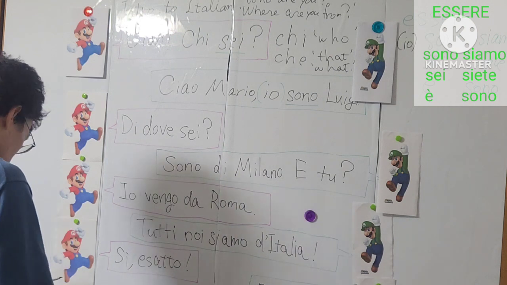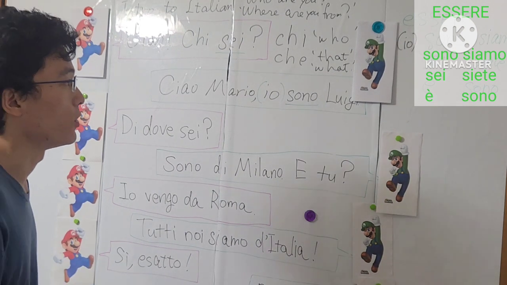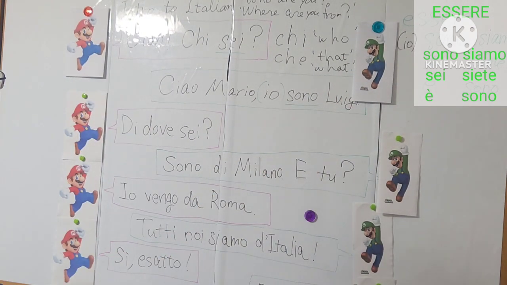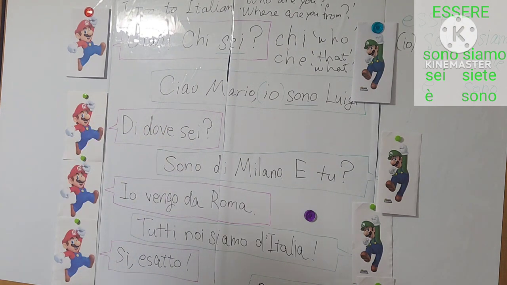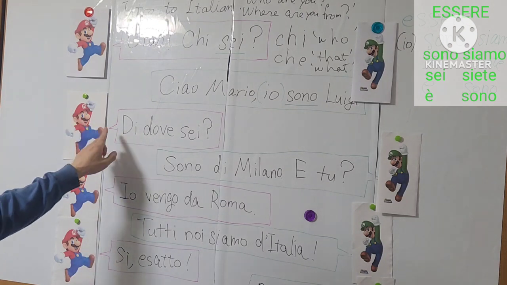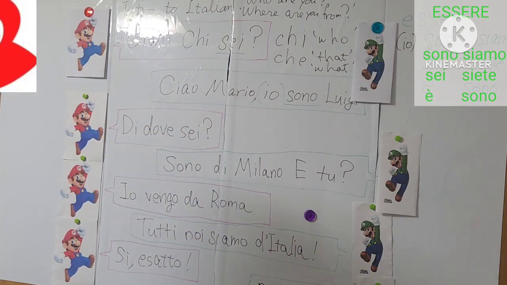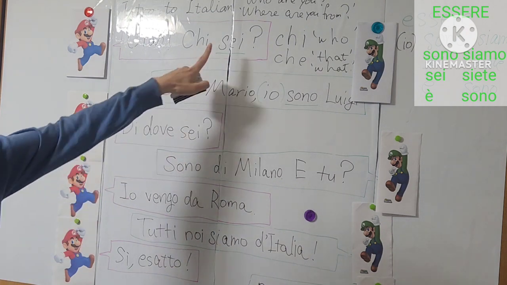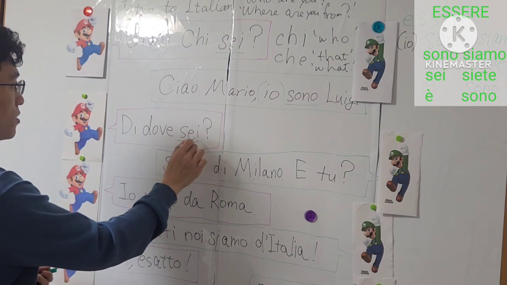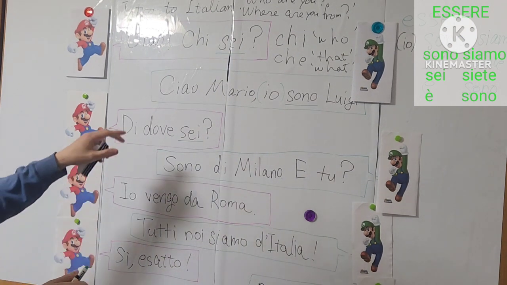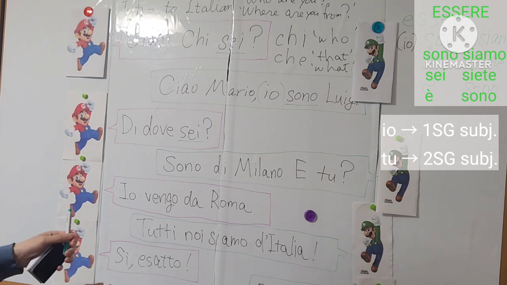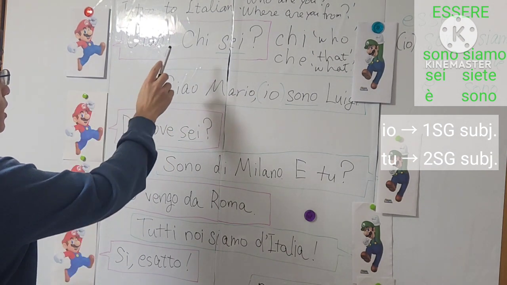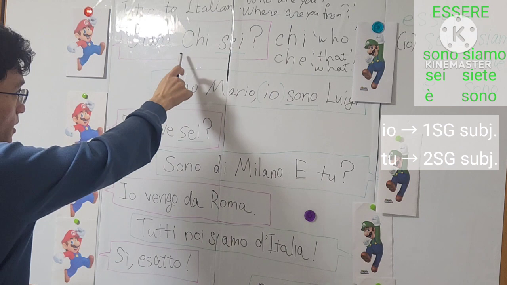Overall, more often than not, personal pronouns are dropped. Like here, or like here, the next sentence by Mario: Di dove sei? Yeah, sei is the same this time. So if you want, you can insert tu here or here. Di dove sei? Likewise, you may say chi tu sei or chi sei tu instead of just chi sei.